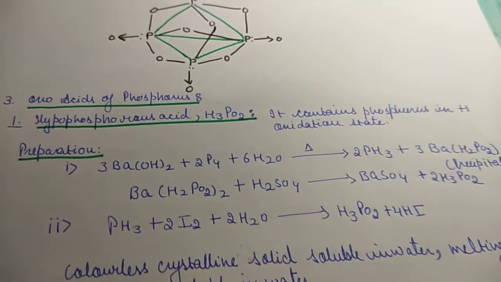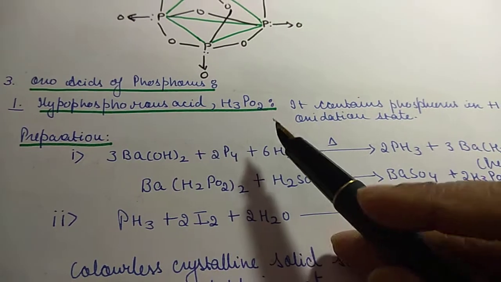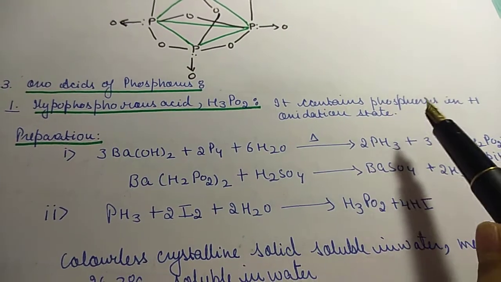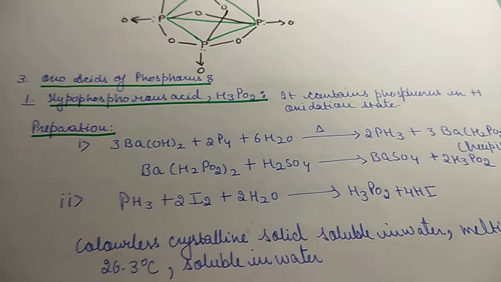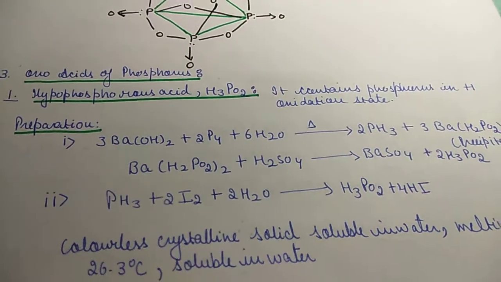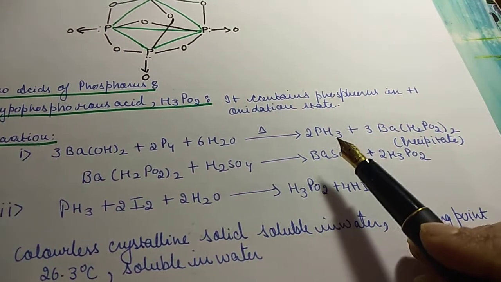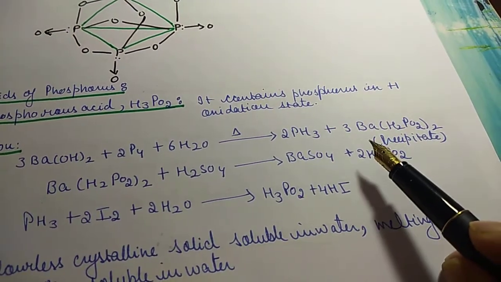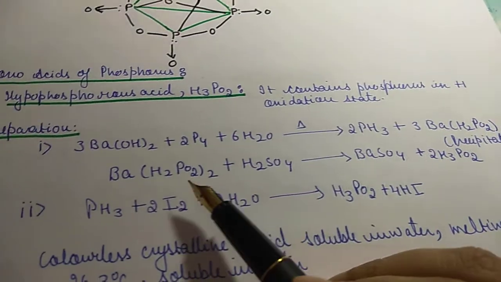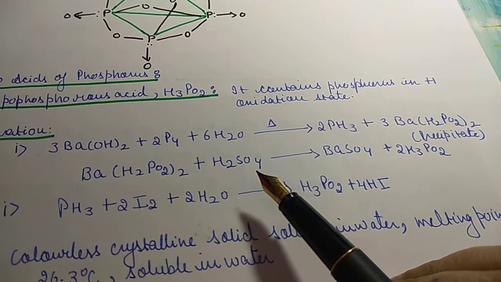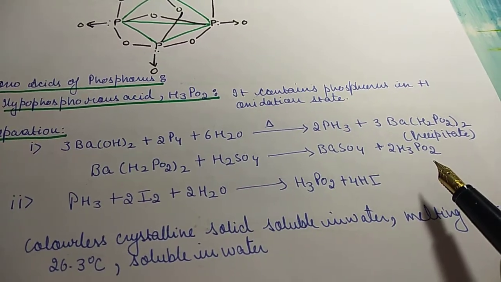Then oxo acids of phosphorus. We will study first hypophosphorus acid H3PO2. It contains phosphorus in +1 oxidation state. So how is it formed? Barium hydroxide, phosphorus plus water. On heating, it will give us phosphine plus Ba(H2PO2)2 as a precipitate. Then this precipitate reacts with sulfuric acid to give barium sulfate and hypophosphorus acid.